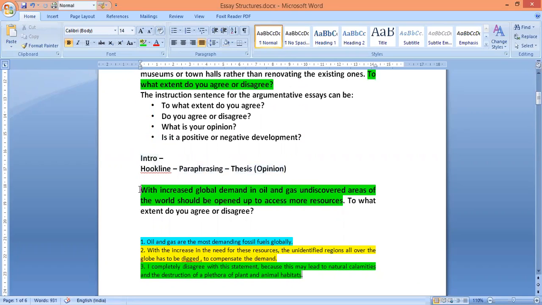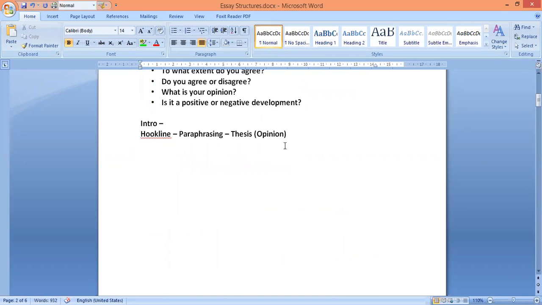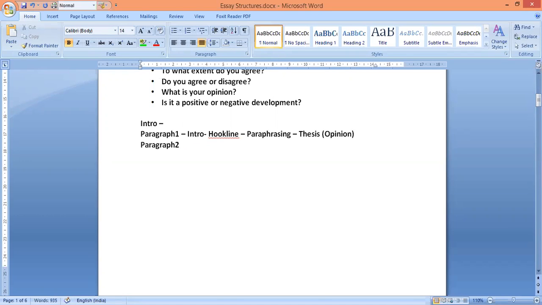Let me give the structure of the complete essay. This is paragraph 1. Whenever you write, paragraph 1 will be the introduction, and the introduction will include hook line, paraphrasing, and thesis. In paragraph 2, it's basically BP1, body paragraph 1.